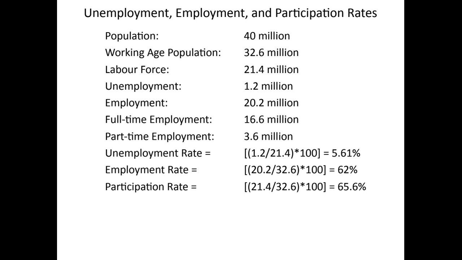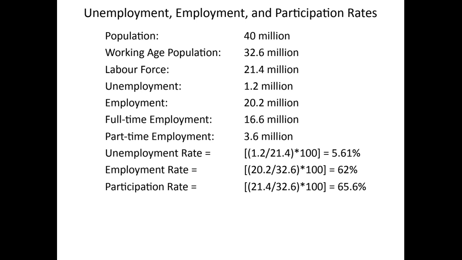So this is the formula. First we take the number of employed workers, including both full-time and part-time workers. So this is 20.2 million workers. They are employed either full-time or part-time. And then we divide by not the labor force, but the working age population. That is 32.6 million. So 20.2 million divided by 32.6 million times 100, I get 62%. So 62% is the employment rate. By employment rate, I mean 62% of the working age population is employed, either full-time or part-time.